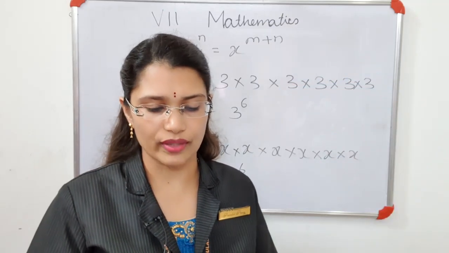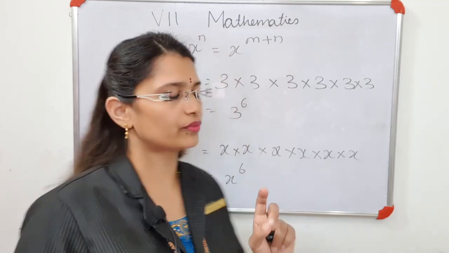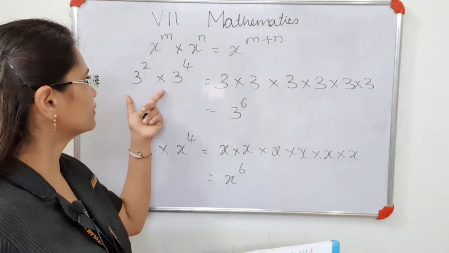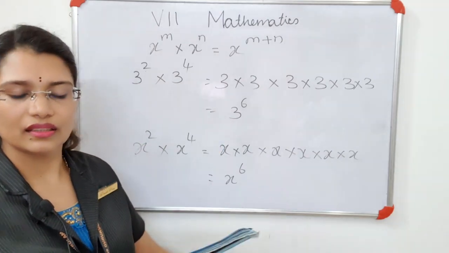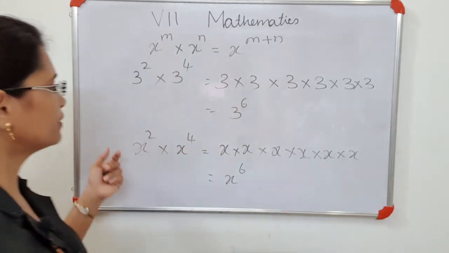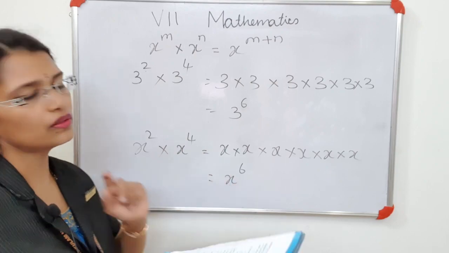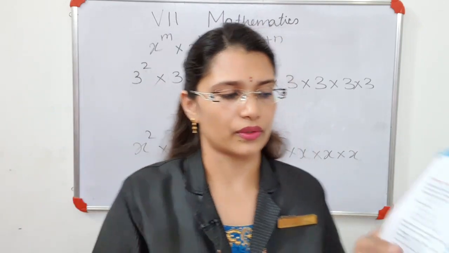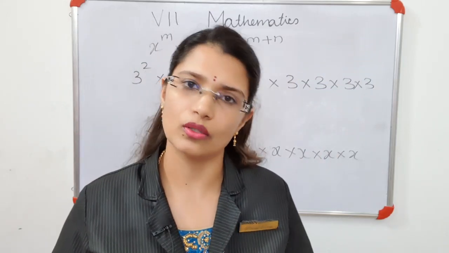And there are two facts here. The product of two powers of the same number is a power of this number. This base only you have to write, and the exponent of the product is the sum of the exponents of the factors. That means you have to add these two. 2 plus 4 is equal to 6. So, you have to write both these yellow boxes in your notebook.